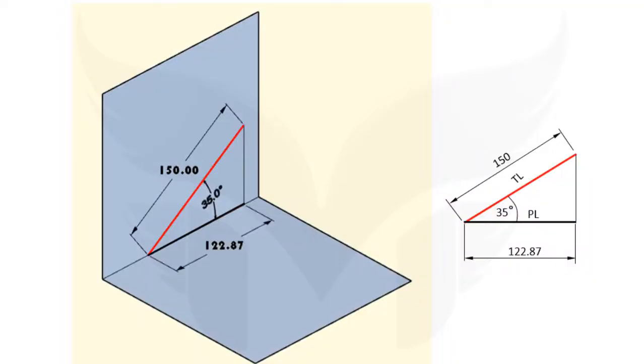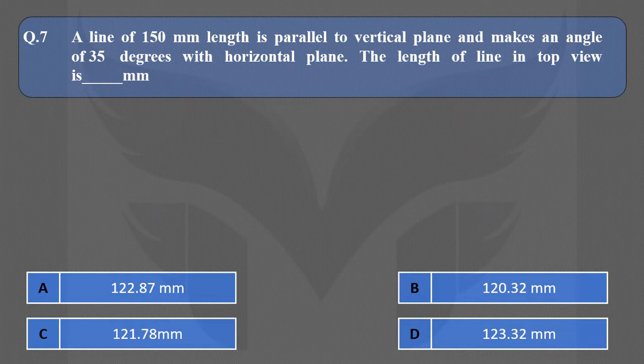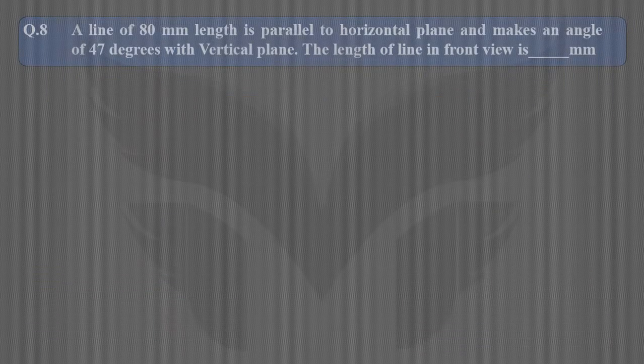But wait, for MCQ type of questions, we don't have to draw it with exact dimensions because it will take more time. So you just draw it without actual dimensions, means roughly, and then try to find out unknown by using the trigonometry. And here we need to find out this length. And we can easily find it out by using a formula. Cos 35 is equal to adjacent side upon hypotenuse. And then we will get a length of a line in top view, which is 122.87.